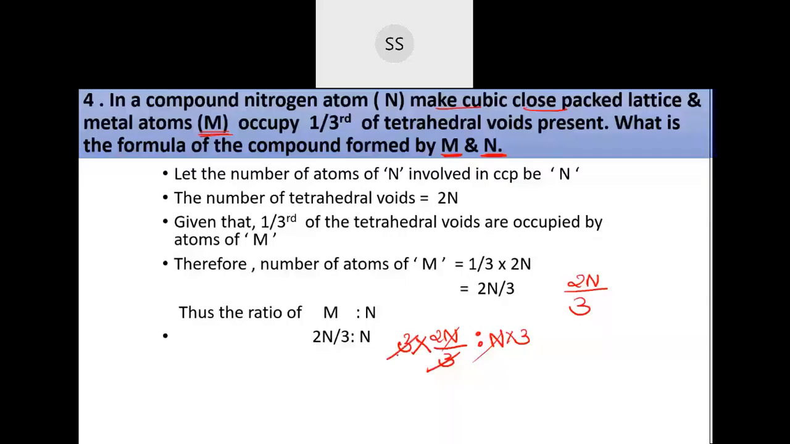So N anyways will get cancelled. Now convert this into a number. So you will multiply this by 3 and this also into 3. So this 3 and 3 will cancel. So 2 is to 3 will be the number, correct? Yes. So 2 is to 3, that means we have M 2 atoms and N is 3 atoms. So it is M2N3.